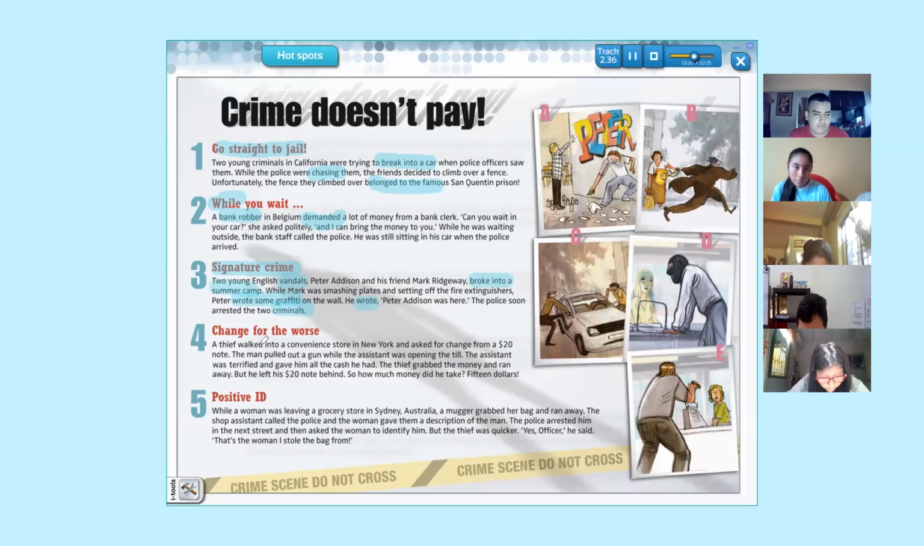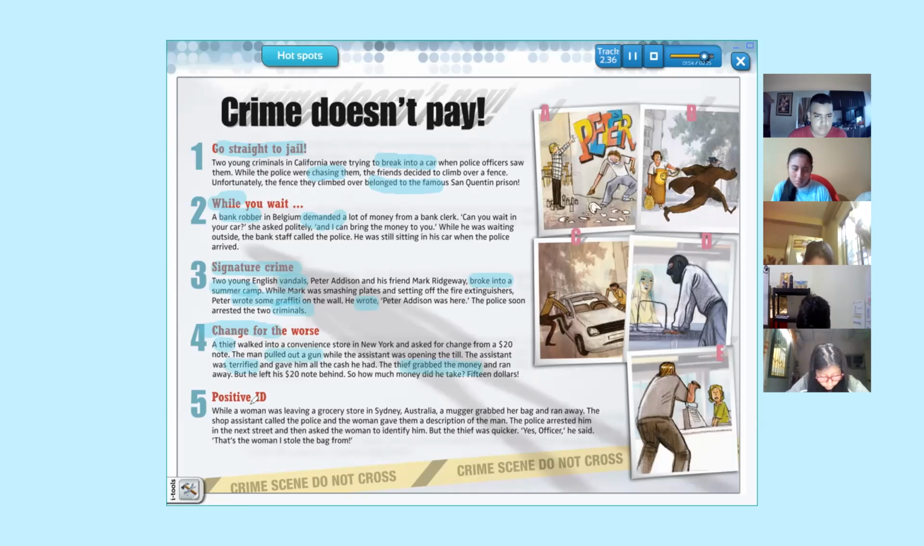4. Change for the worse. A thief walked into a convenience store in New York and asked for change from a $20 note. The man pulled out a gun while the assistant was opening the till. The assistant was terrified and gave him all the cash he had. The thief grabbed the money and ran away, but he left his $20 note behind. So, how much money did he take? $15.